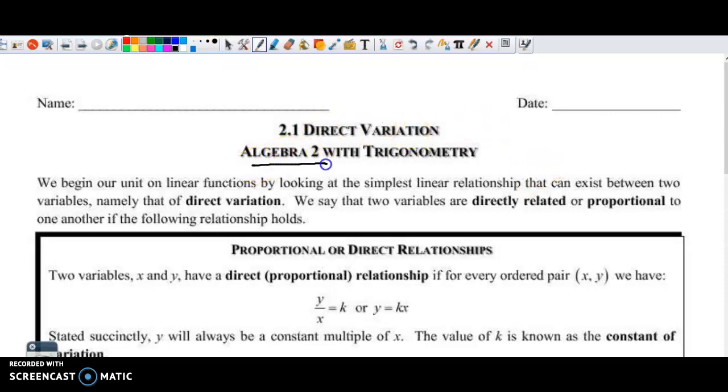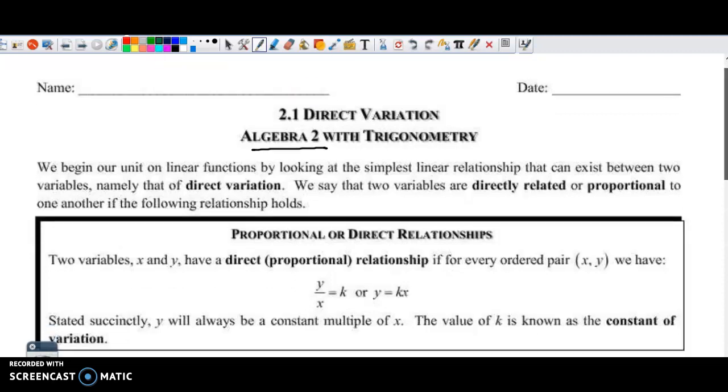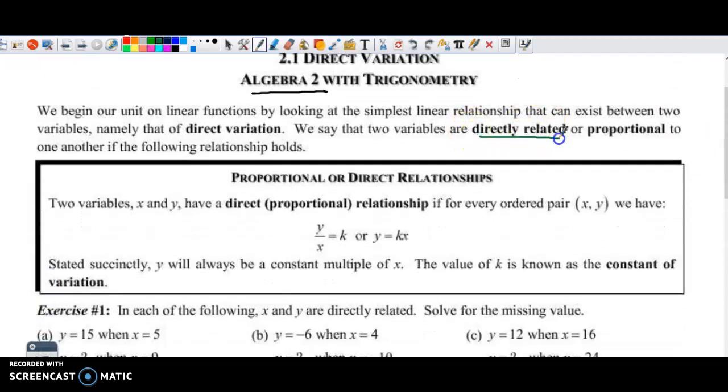Algebra 2, we are going to start section 2 talking about direct variation and what it means to be directly related or directly proportional. And it just stems from this equation. If you look at y equals kx, we call k the constant of variation, and you might be looking at that and saying, well, it looks a little bit similar to y equals mx plus b, and you'd be right, except that there's no b value. Or in other words, the b value is 0.